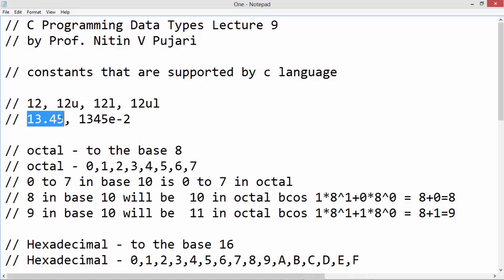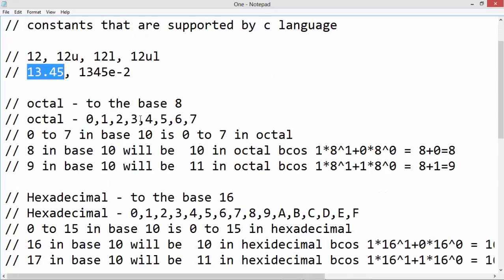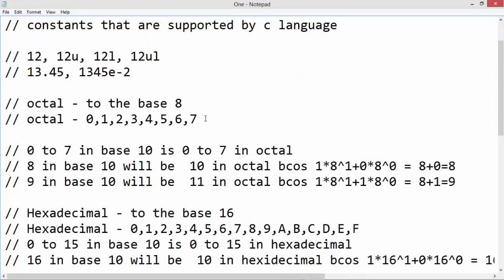For floating point, we have seen that there is one representation in scientific form: 13.45 can be represented, or you can also represent 1345, the same number, e to the power of -2. Now coming to integers, by default they are to the base 10, but C also supports base 8 and base 16.